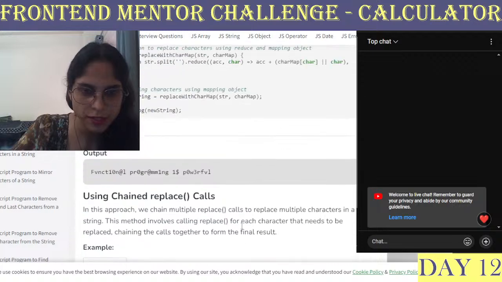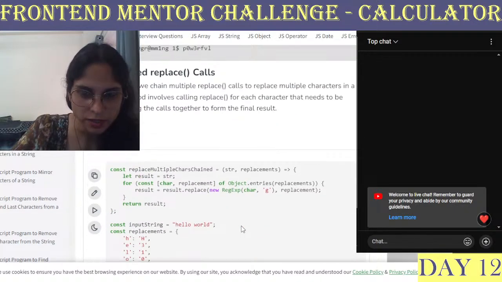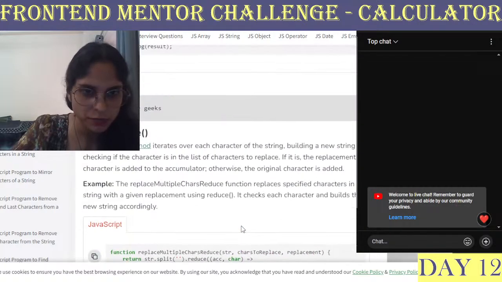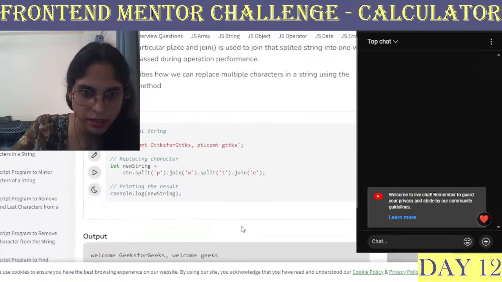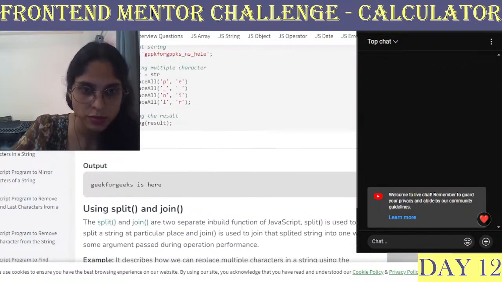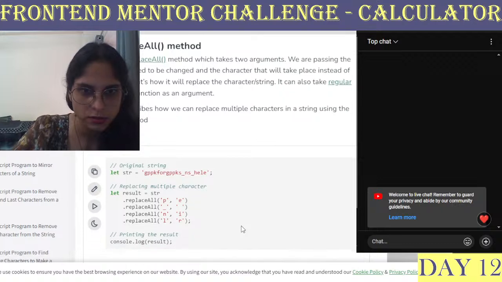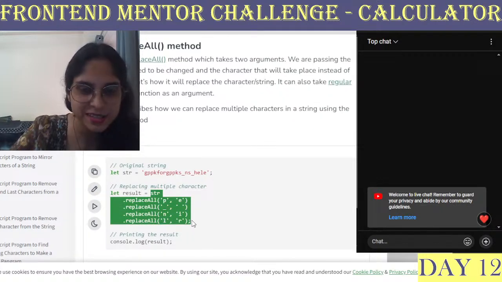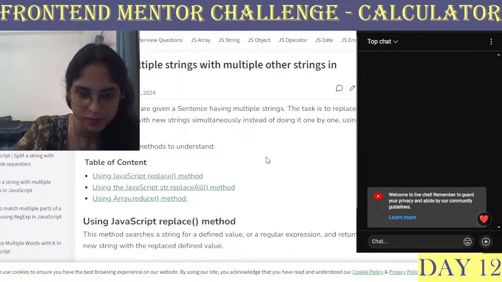There are lots of ways that they've shown it, and it's not even chained. Object using map for replacement, using reduce, using regular expression, using split and join. Yeah, I just use this, dot replace, because this is the easiest one. Others require lots of things. Same thing over here.